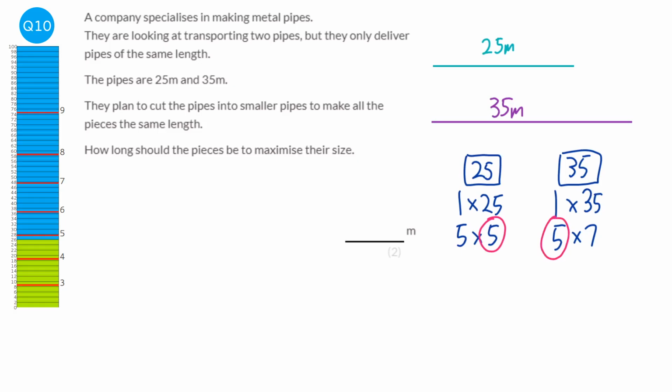So what we can do is we can cut all of these pipes into 5-meter pipes. So 1, 2, 3, 4, not to scale, and then 7 of these. So 1, 2, 3, 4, 5, 6, and so there's 7 in total. So each of these are 5-meter long, and there's no wastage. And that's the longest we can make the pipes for there to be no wastage at all. So my answer is 5 meters.